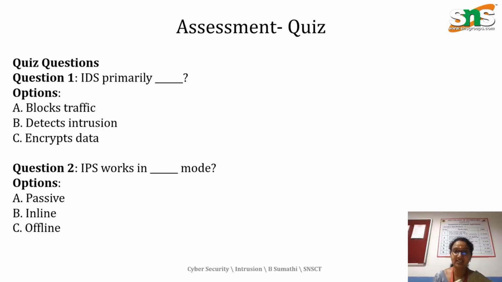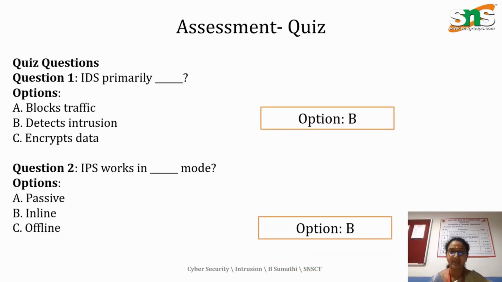Next, it's like a quiz or assignment. There are basically two questions. The first question is about IDS. What does IDS mean? Already we know that IDS is nothing but an intrusion detection system. So obviously the option B, detects intrusion, is the answer. For the second question, IPS works in dash mode. IPS, which is nothing but intrusion prevention system, works in inline mode, that is within the network.